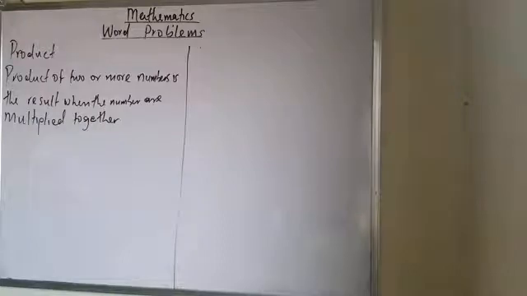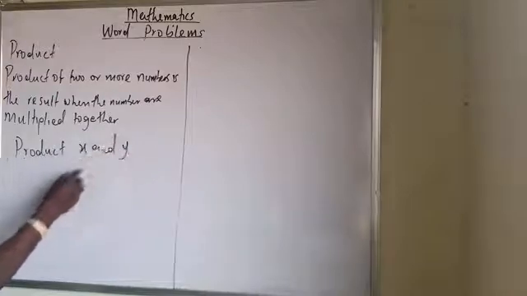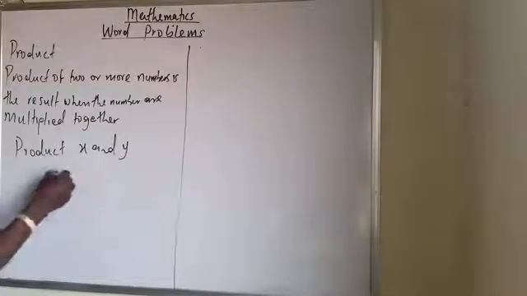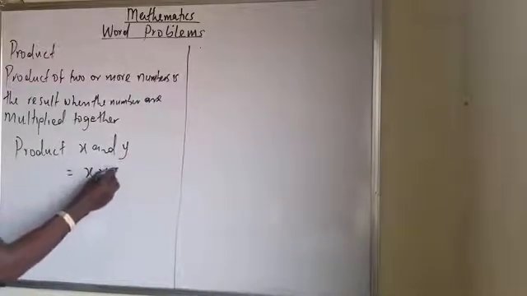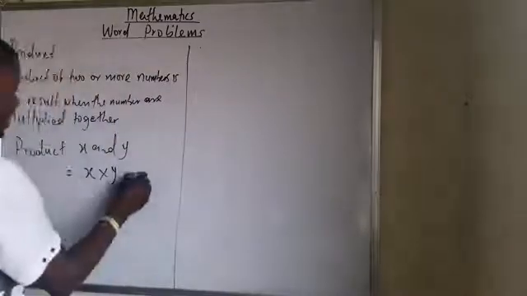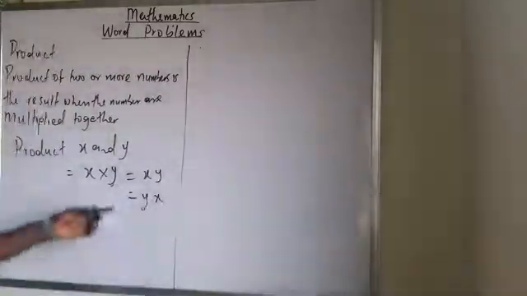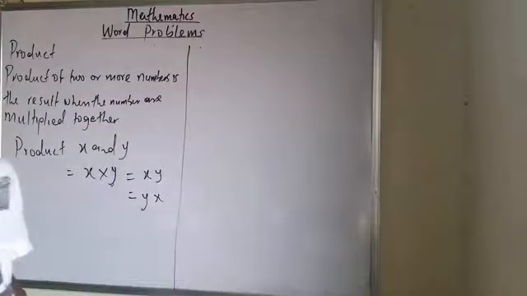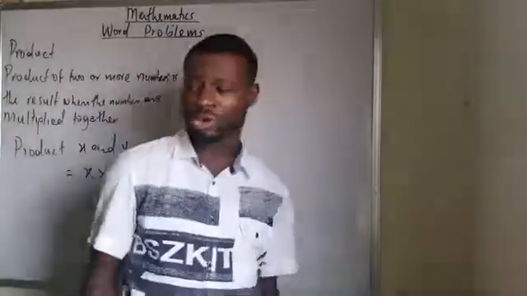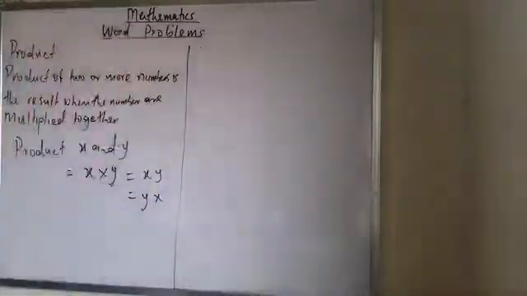Now, for instance, product of x and y means x multiplied by y. And for your information, x multiplied by y is the same thing as xy, and also the same thing as yx. Please take note of this. They are very important. It means when you multiply values together, position does not matter. Depends on what you want to achieve anyway.